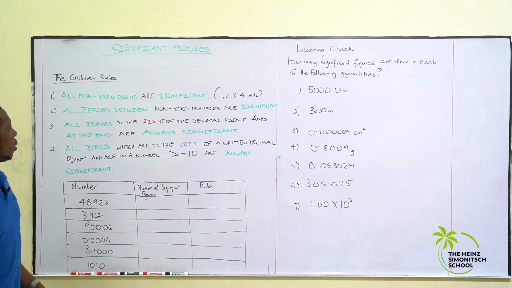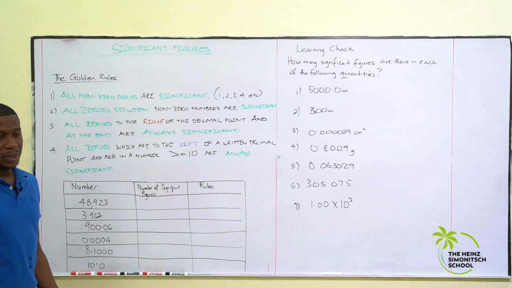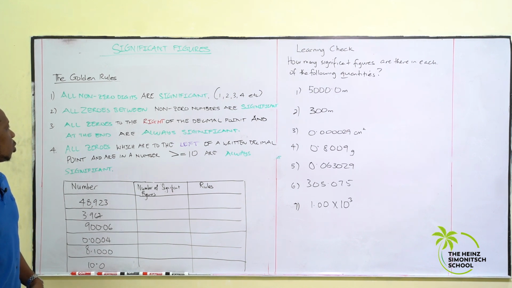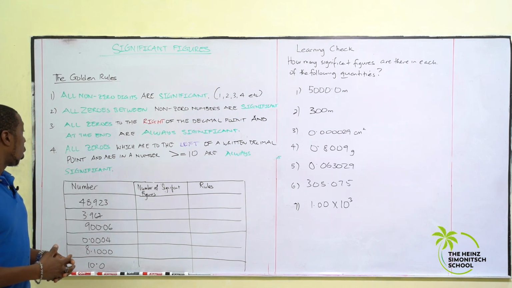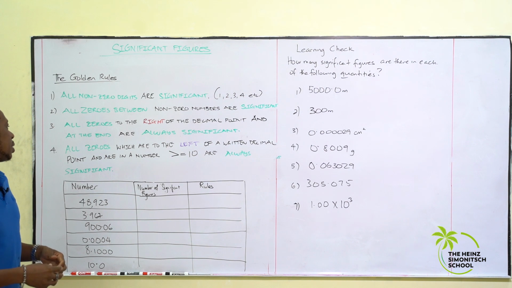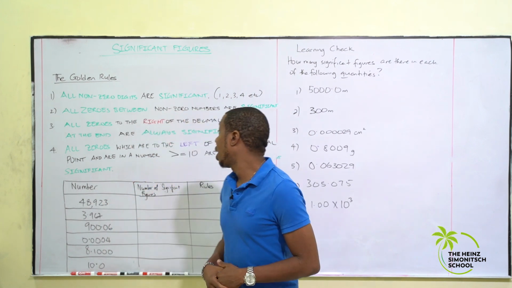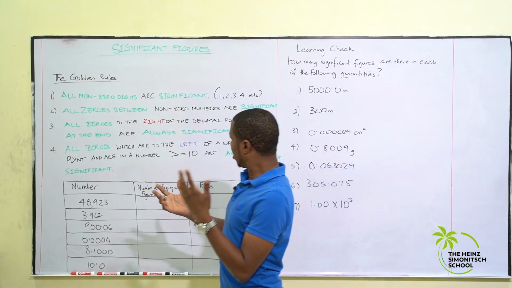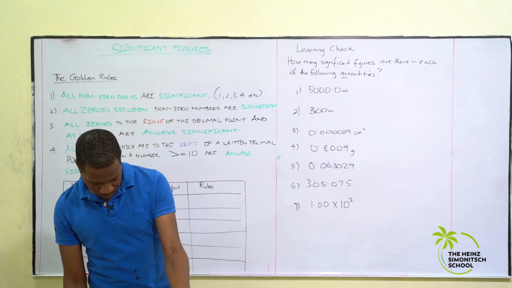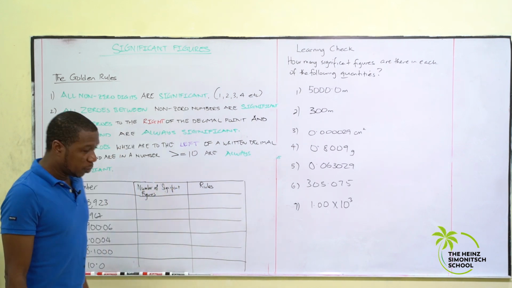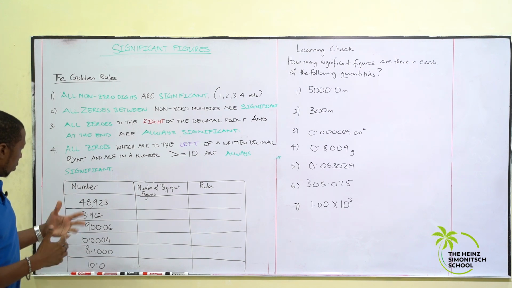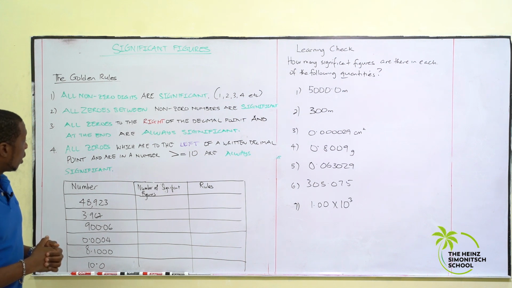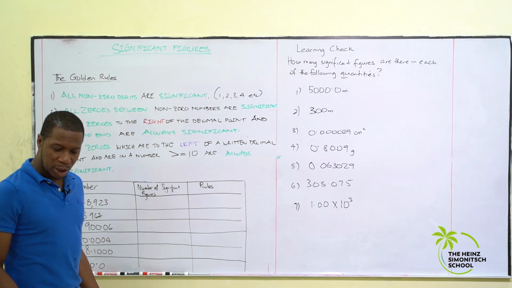All zeros between non-zero numbers are also significant. All zeros to the right of the decimal point and at the end are always significant. All zeros which are to the left of a written decimal point and are in a decimal greater than or equal to 10 are always significant. So these are pretty much the rules that you have to familiarize yourself with. But we're going to see how these actually play out by looking at different types of numbers and identifying the number of significant figures in each and the rules that govern them.